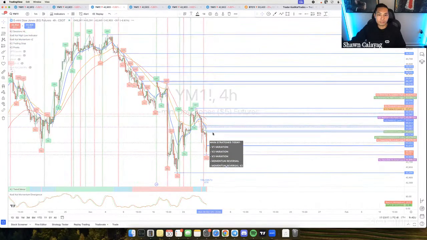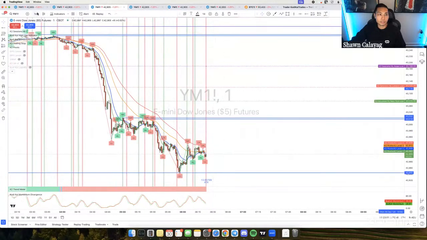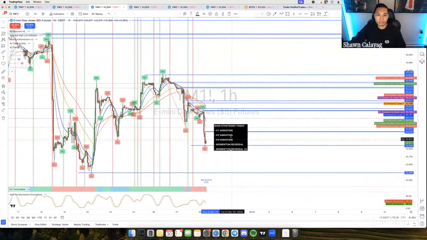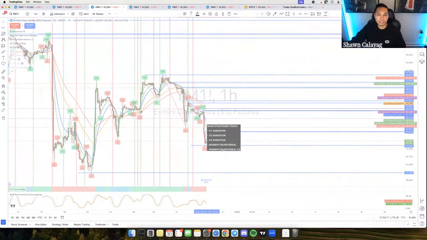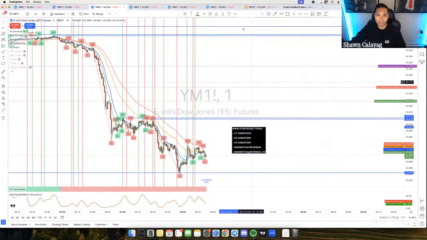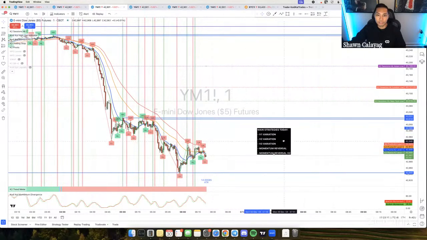All right, so I put a list over here of the strategies that I will be focusing on for today. Main strategies I'll be looking at are V1 variations, V2 variations, V3 variations, momentum reversal, and momentum reversal V2. These two right here are older strategies. Some of you might remember them, some of you might not. I'll try to explain them as they come up.